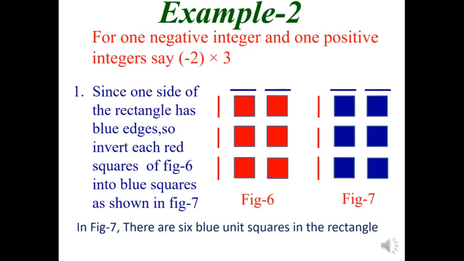So here this is our final figure, figure 7. In figure 7 there are 6 blue unit squares in the rectangle. So blue means our negative. So minus 2 multiplied with 3 is equal to minus 6. So the answer is minus 6.